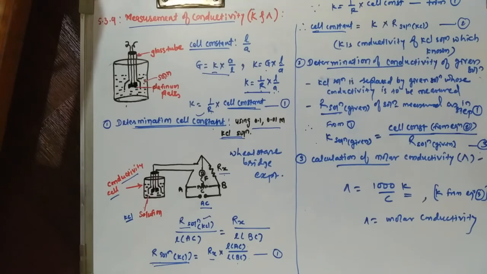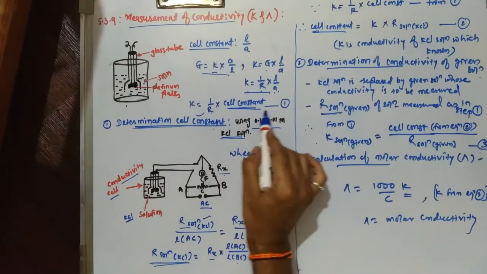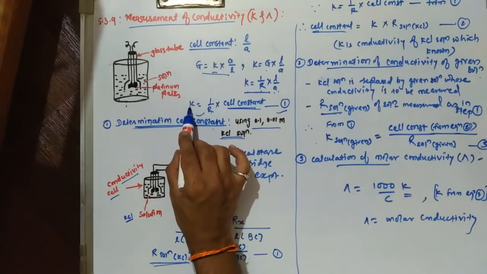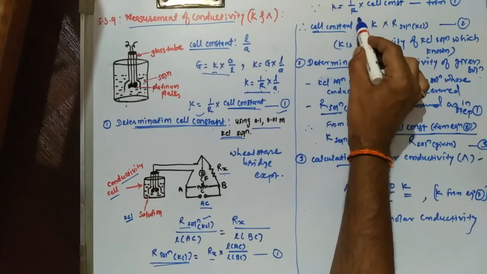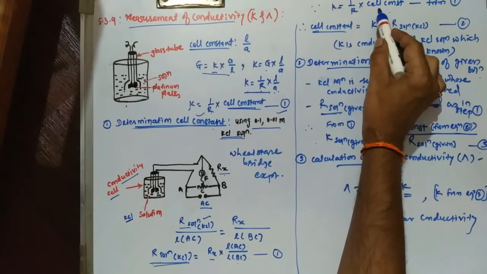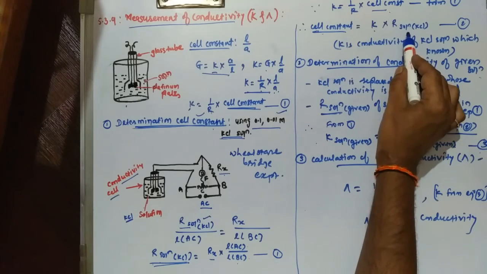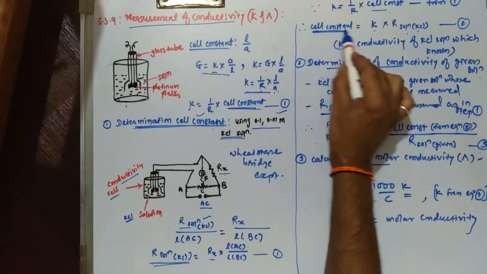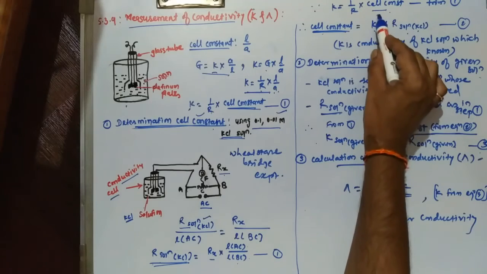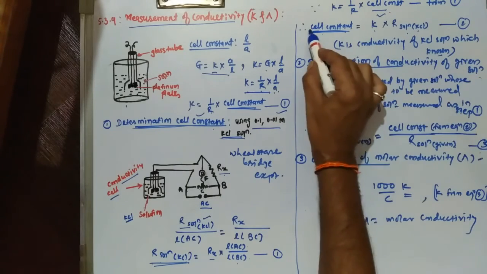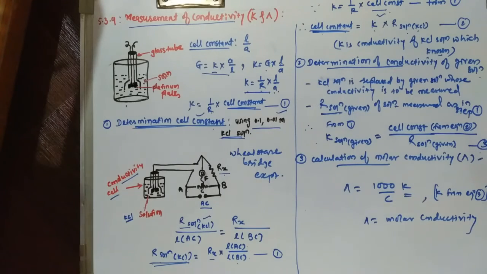Now from this first equation, the conductivity K is equal to 1 upon R into the cell constant. Therefore, the cell constant is equal to K into R of the KCl solution. Here K, the conductivity of the KCl solution, is known. So we can get the cell constant, that we need for the further test, the second equation.